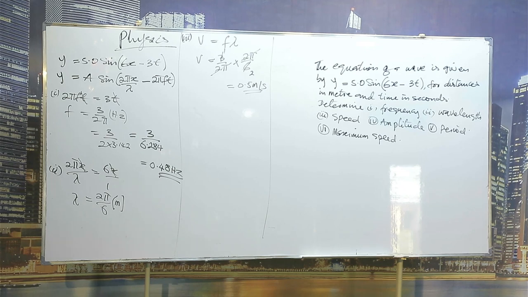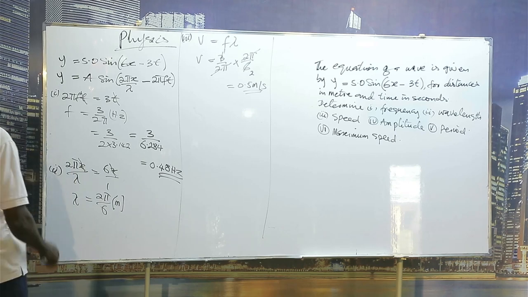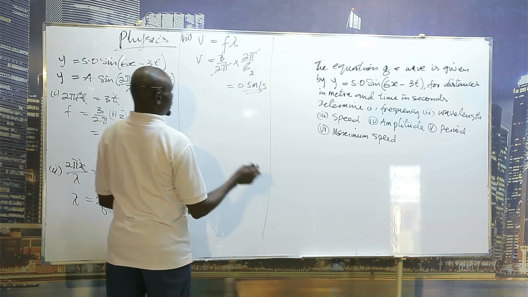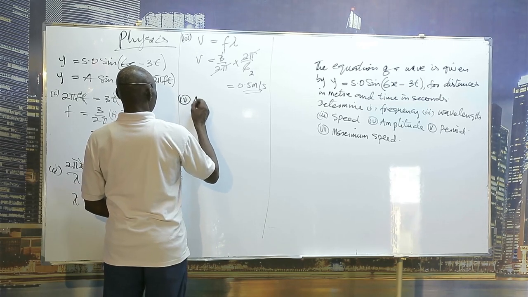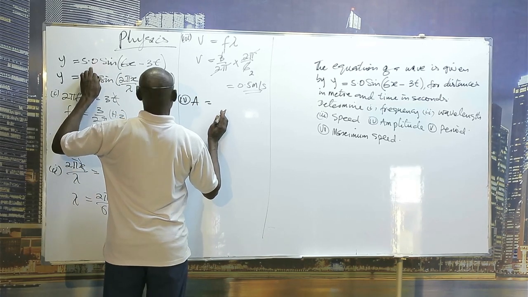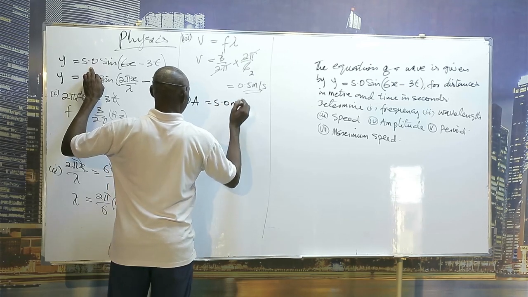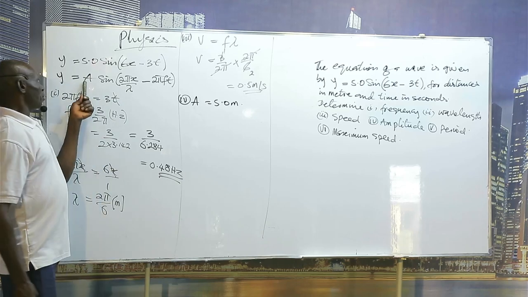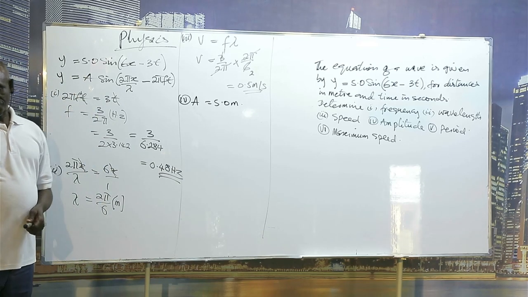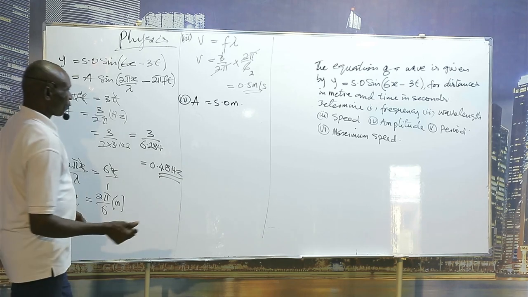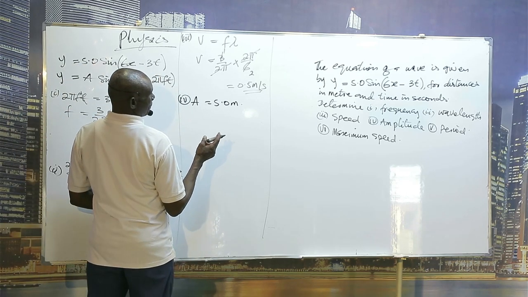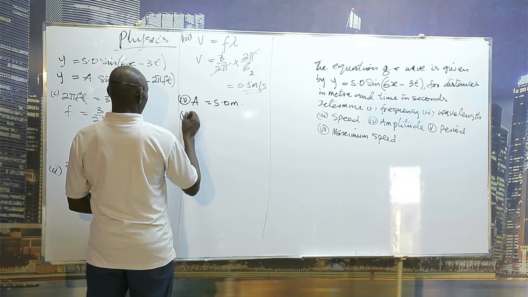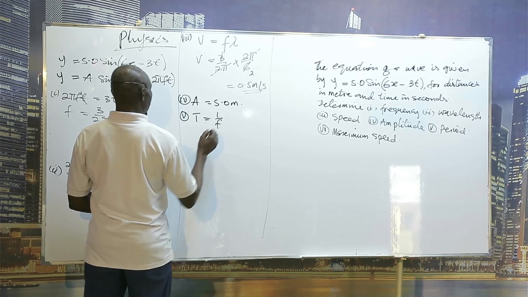That's 0.5. Then next one is what? Next is amplitude. Amplitude is IV. So IV, amplitude A, from the question is 5.0 meters. That's the amplitude. And now next is V, period. Period T is 1 over frequency.